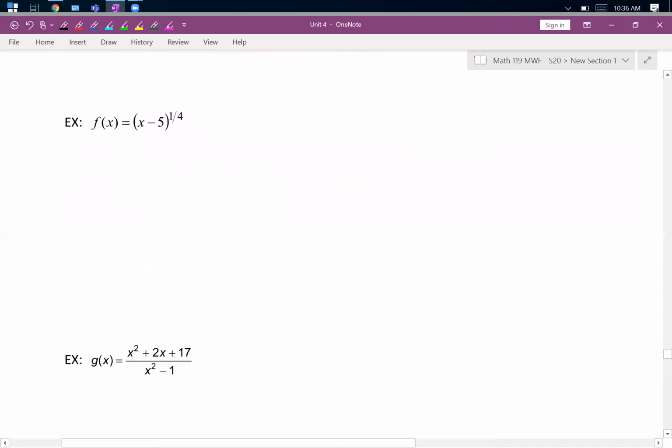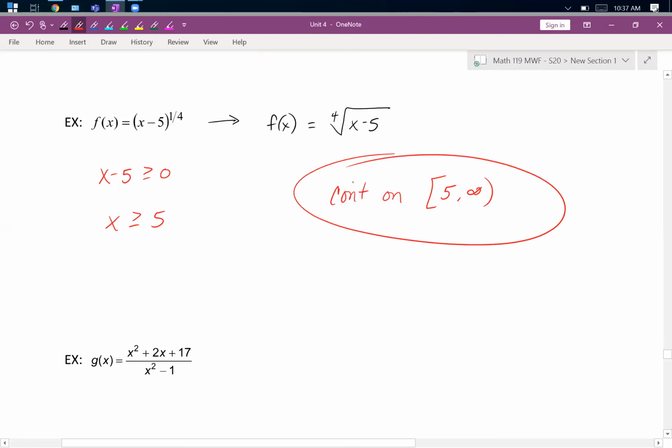So let's look at the next one. f of x equals (x minus 5) to the 1/4. The first thing I would do is rewrite this. We know that an exponent of 1/4 is the same as the 4th root. Here we have a variable under an even indexed radical. So to find the domain, we're going to set it greater than or equal to 0. So x has to be greater than or equal to 5. We're going to be continuous on the domain, which is 5 to infinity.